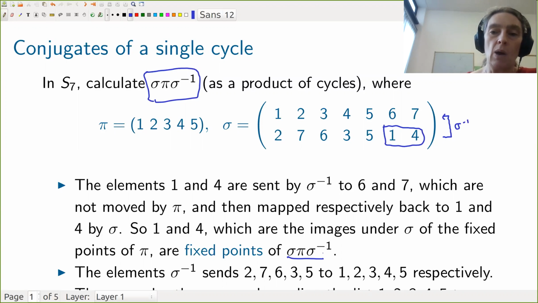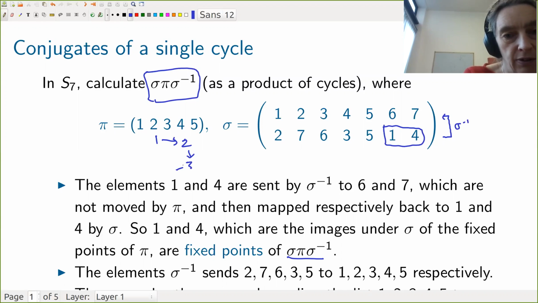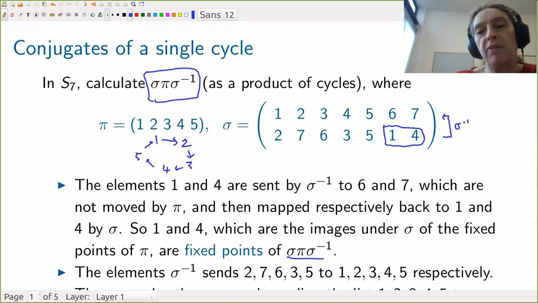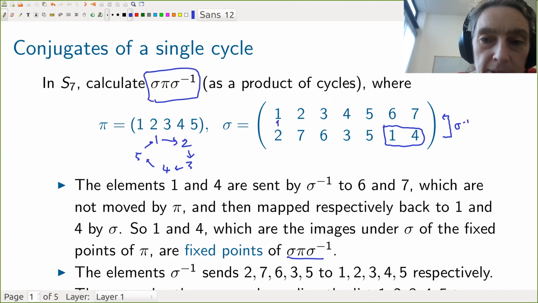Fine. What about the rest of the elements? Well, pi cycles around the elements 1, 2, 3, 4, 5. It takes 1 to 2, 2 to 3, 3 to 4, 4 to 5, and 5 back to 1. The images of those elements under sigma are 2, 7, 6, 3, 5 in that order. So when we apply sigma inverse to 2, 7, 6, 3, 5, we just lift them up to 1, 2, 3, 4, 5.